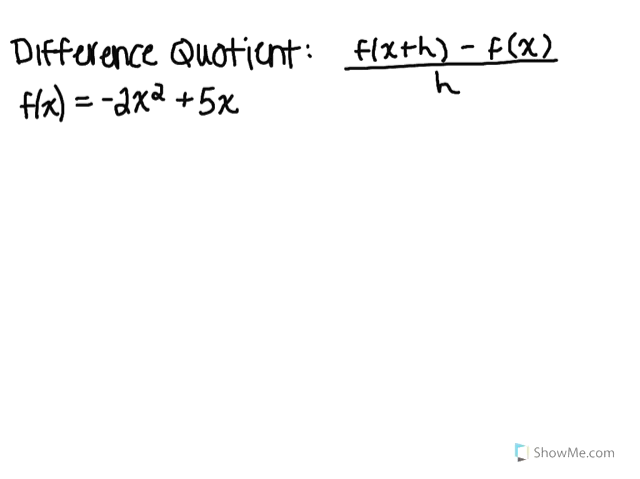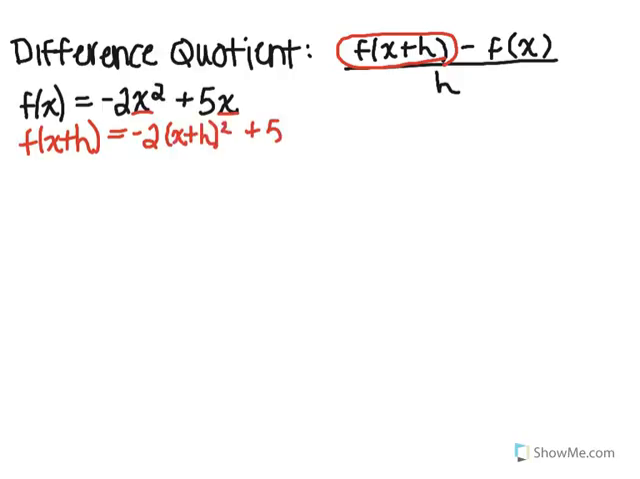For any difference quotient, the first thing that I want to find is f of x plus h, which means I go to my original function, f of x, and I substitute everywhere I see an x with an x plus h. So here we get negative 2 times (x plus h) squared plus 5 times (x plus h). And I'm going to simplify this as much as possible before I actually plug everything into the difference quotient expression.